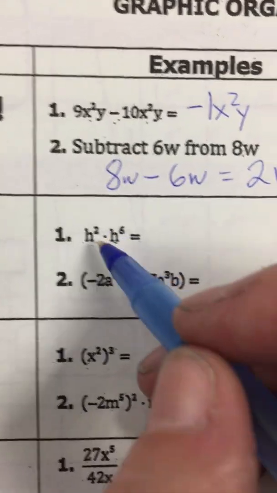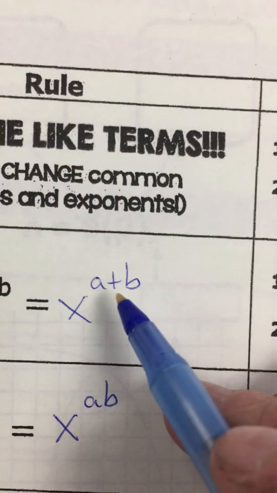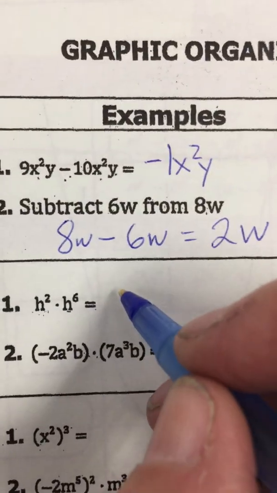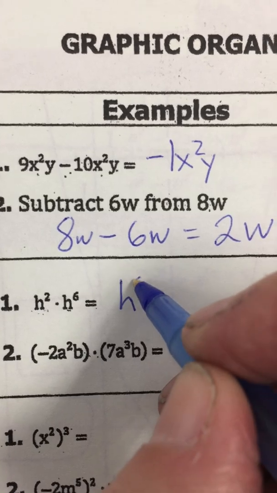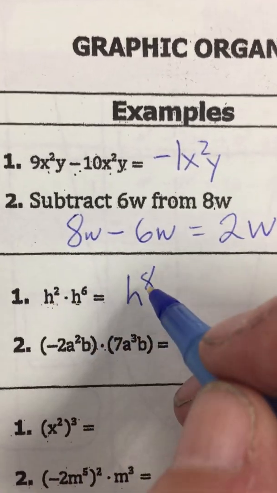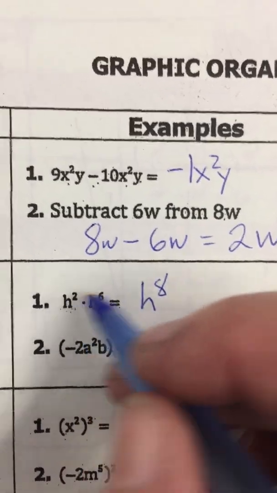So let's go do some of these. This is a multiplication problem. What did the reference sheet tell you to do? It said add. So literally, these rules are on the reference sheet. And all you've got to do is when you get one of these problems, just look at the reference sheet and say, oh, I'm adding them. Oh, I'm subtracting them.